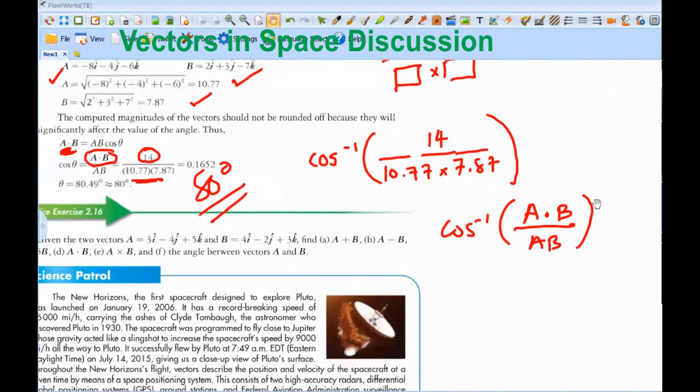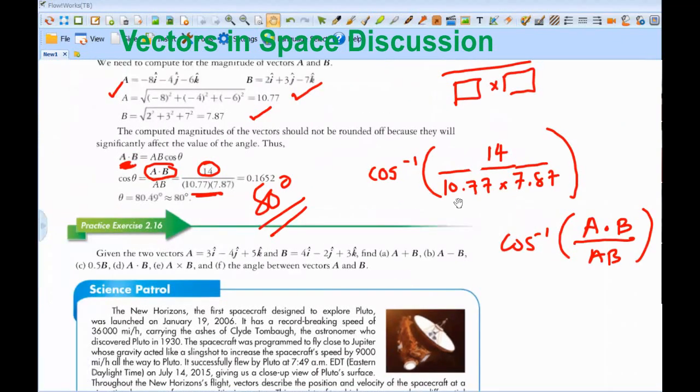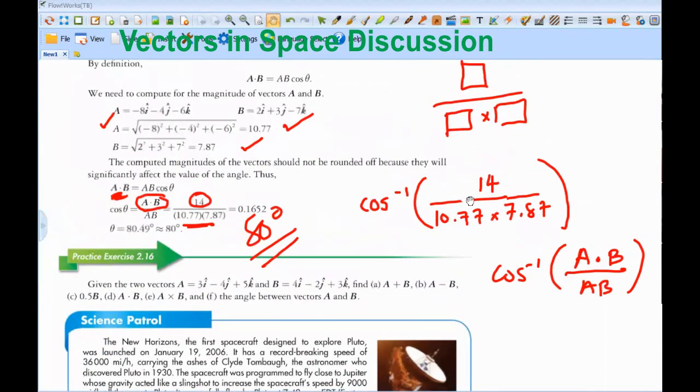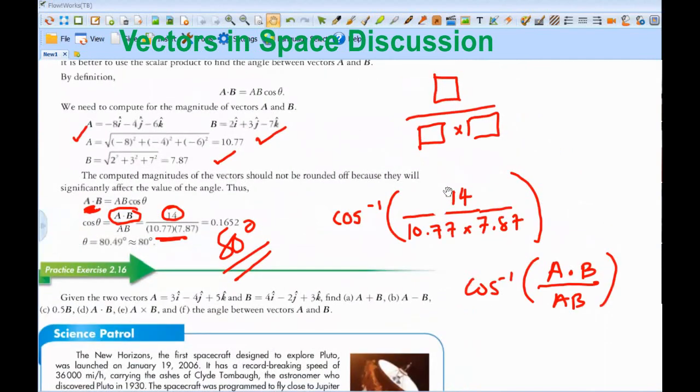Who else has a question? If we have 10.8 and then 7.9, will it still be 80? No, there is a difference. You have to write 10.8 and 7.9 with two decimal places, okay?